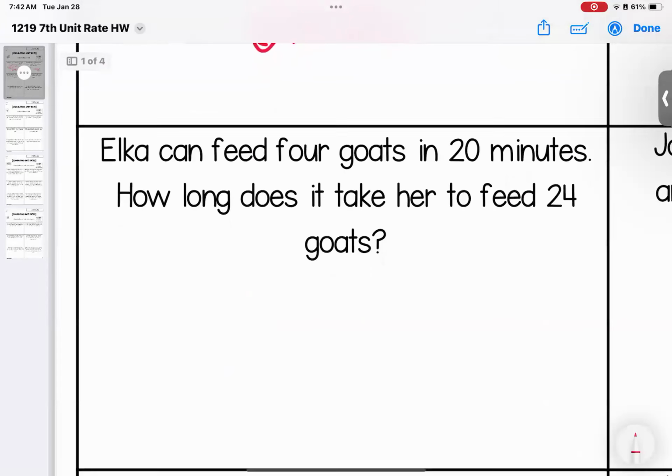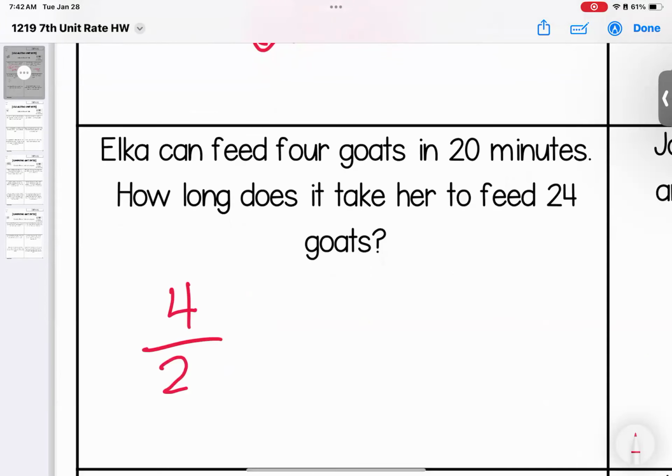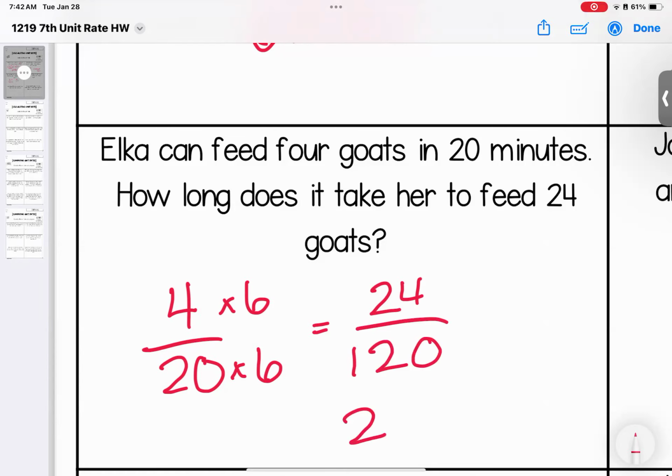Elka can feed 4 goats in 20 minutes. How long will it take her to feed 24 goats? Times 6. 24 goats is going to take 120 minutes or 2 hours.